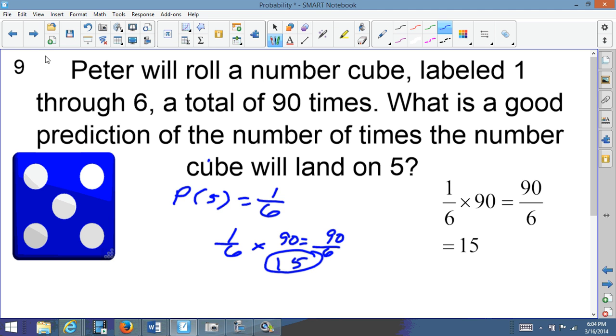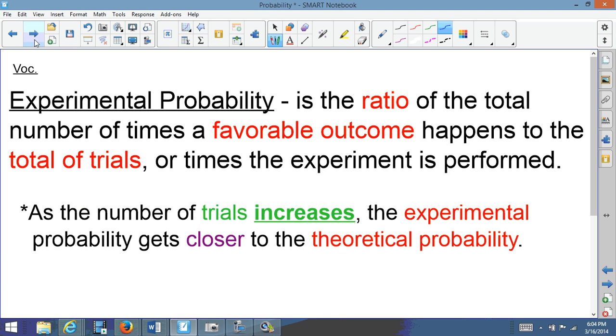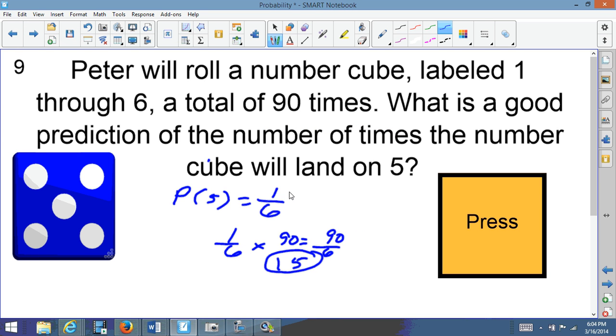He may not. When we do that, that's called experimental probability. Experimental probability is the ratio of the total number of times a favorable outcome happens to the total number of trials, or the times the experiment is performed. As the number of trials increases, the experimental probability gets closer to the theoretical probability. In other words, when we go back to Peter actually rolling his cube here, if he rolls it 1 time, in theory, he should get 1 five out of 6 rolls.